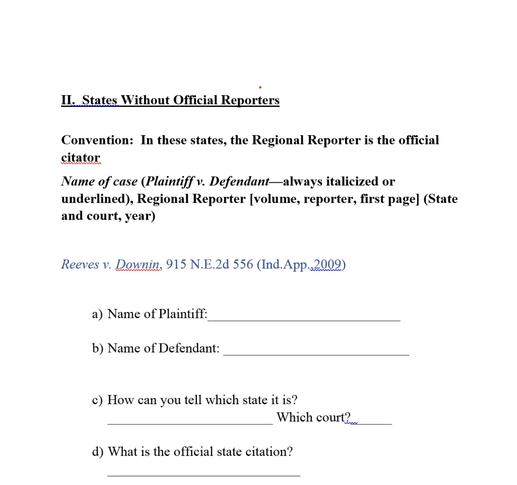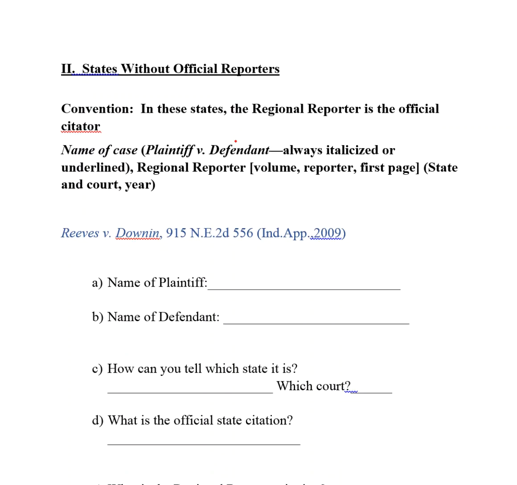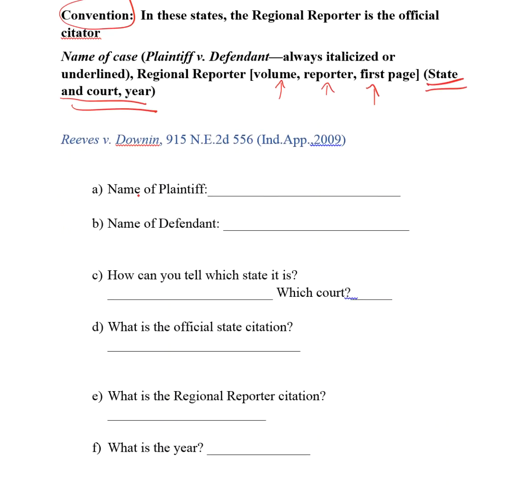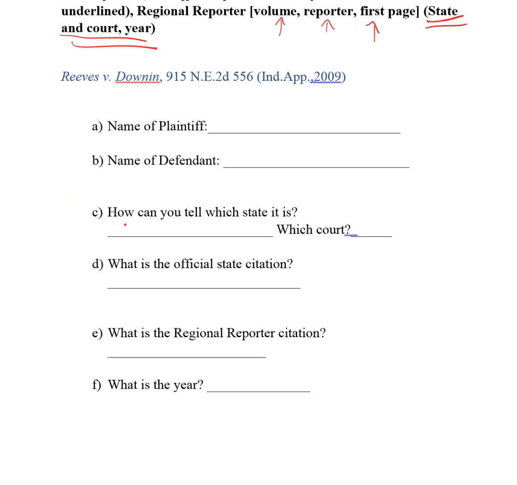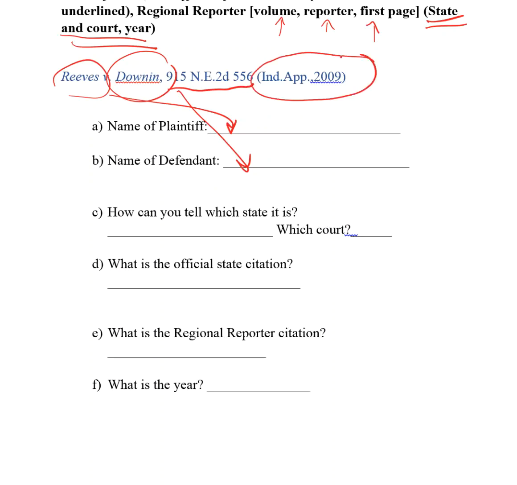So what do you do if you have a state that does not have an official reporter? The citation convention in those states is the regional reporter is the official citator. So there you would have the name of the case, plaintiff versus defendant, always italicized or underlined. And then you would have the regional reporter with the same thing, volume, reporter, and first page. But the difference is you would have the state and court and the year. So in this case, you have a case from the Indiana Court of Appeals. The plaintiff is Reeves, the defendant is Dolan, and then you have 915 Northeast 2nd 556, which is the regional reporter. But to show that it's from Indiana, you have the court, Indiana App, comma, and then 2009. So the state citation and the regional citation are the same.